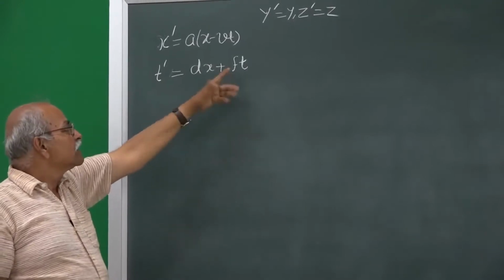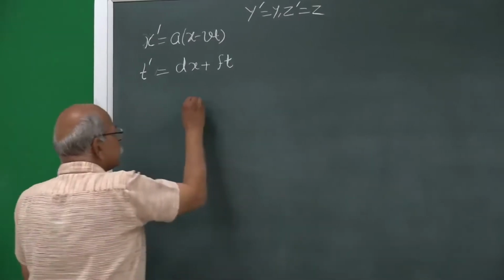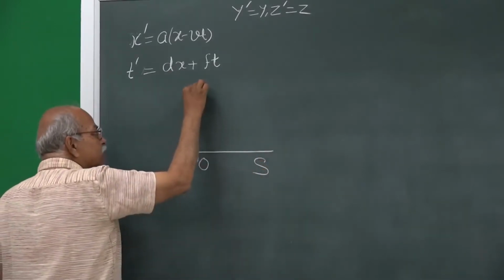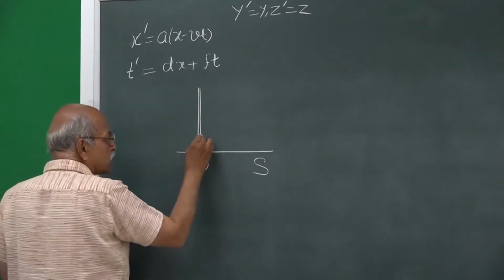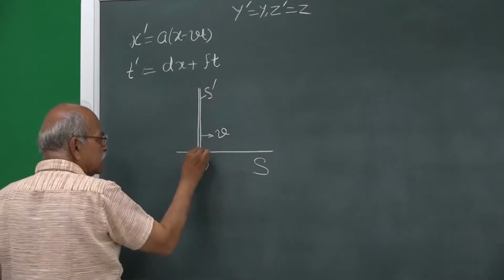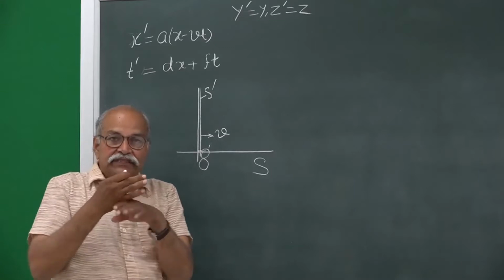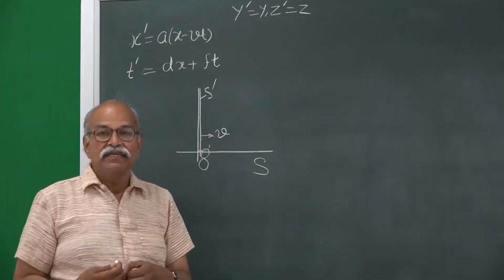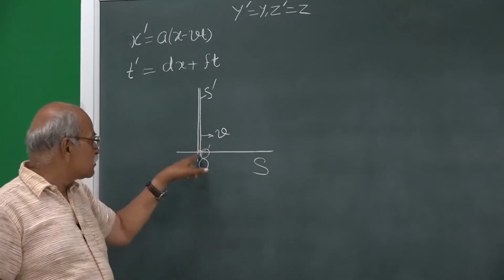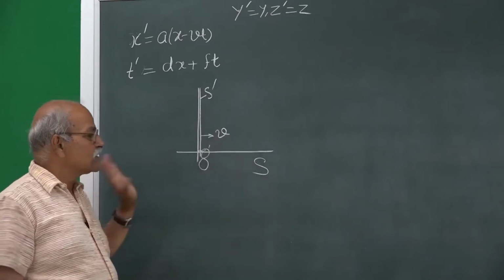So, we have three constants a, d and f, and therefore we need three equations. To get those three equations, suppose we have this frame S, origin O, and then frame S prime which is just crossing, origins crossing. So, O and O prime are at the same place, just crossing. And at the crossing, some electromagnetic radiation pulse, a very short pulse, is generated at that instant and spreads in all directions.